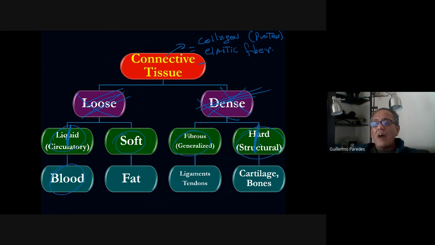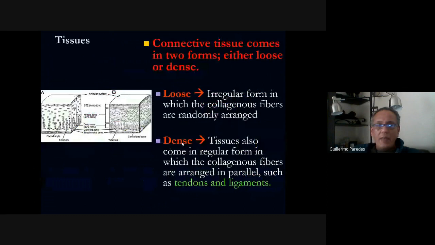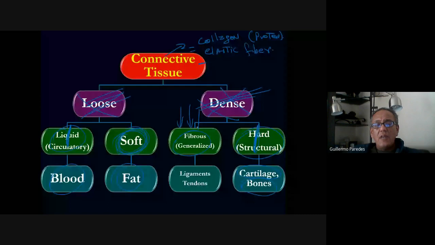All right, so in the opposite, we have hard or structural connective tissue. That is the cartilage and the bones. Now, in between, the soft connective tissue is the fat. The fat that is located below the skin, for example, right? The fat of the abdomen, the belly, right? And fibrous, for example, are going to be the ligaments and tendons.